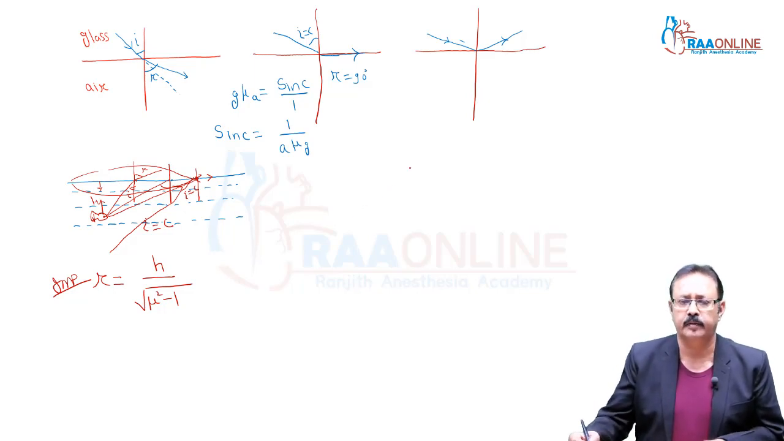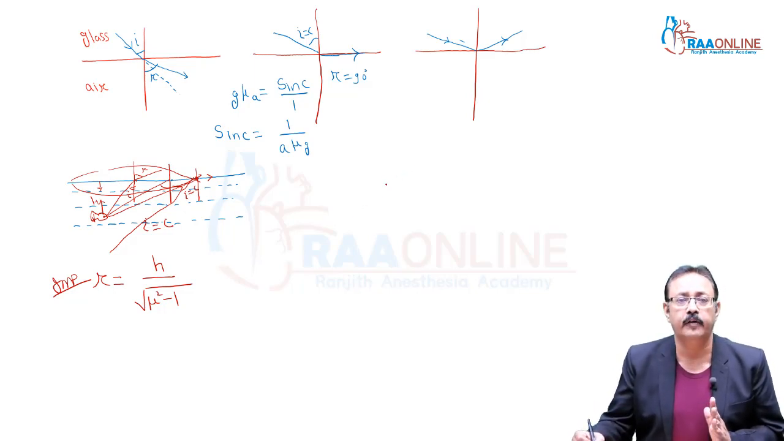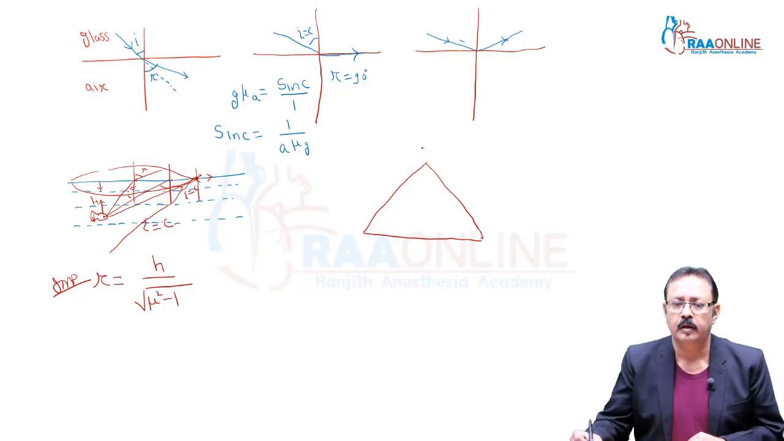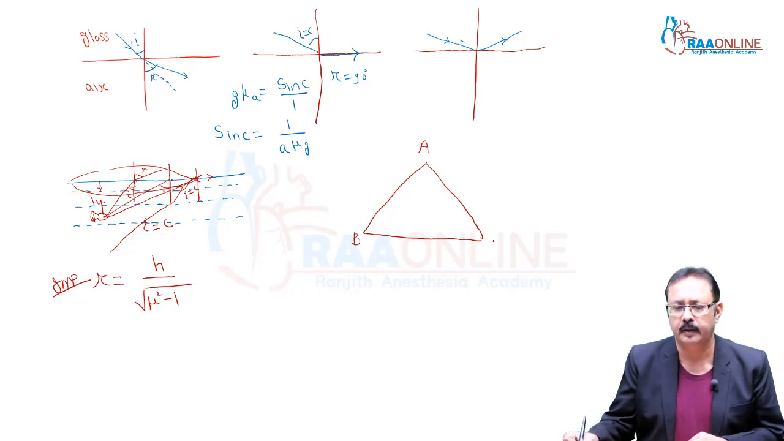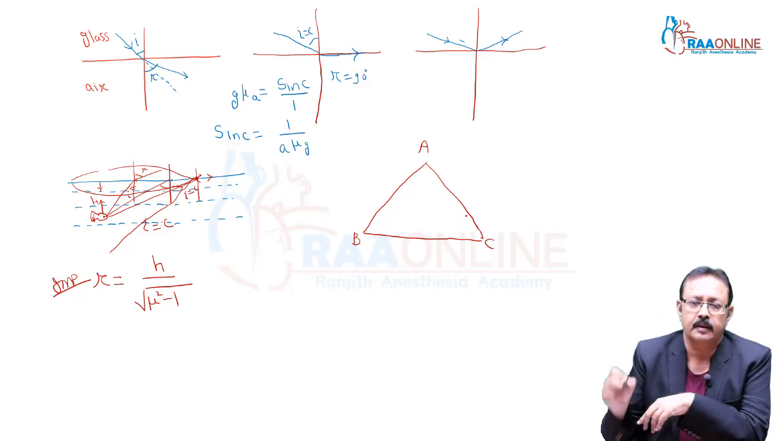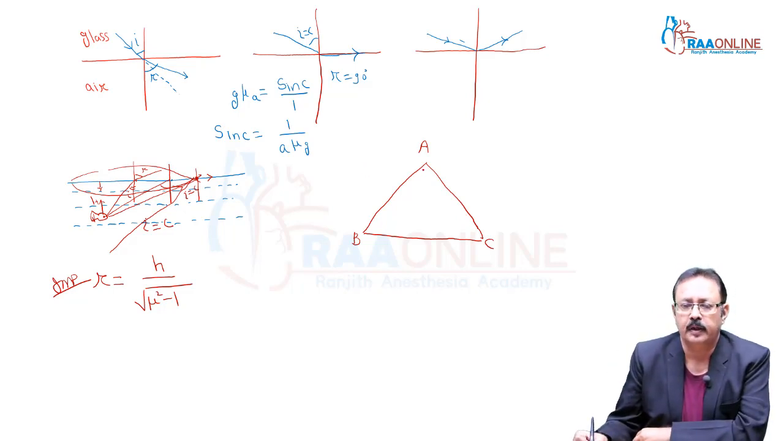Second thing, we are discussing refraction through plane surface. Now in plane surface, one important surface is prism. Prism, what is prism? Prism is a transparent medium bounded by 3 rectangular and 2 triangular faces. It is the cross section of prism. This angle is known as prism angle.